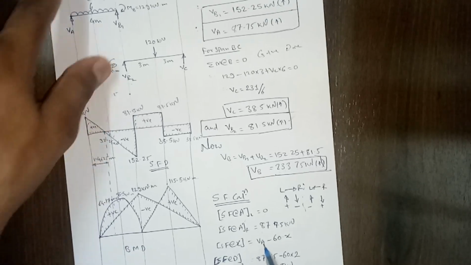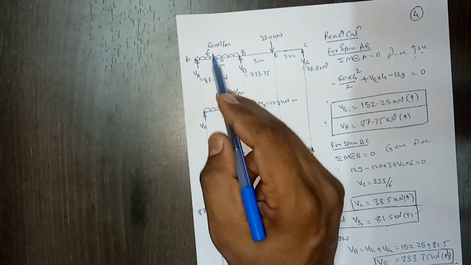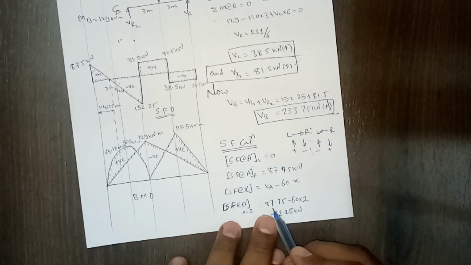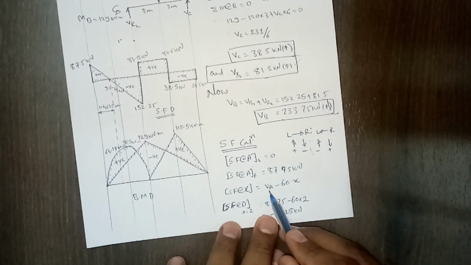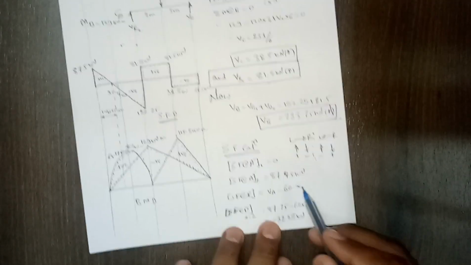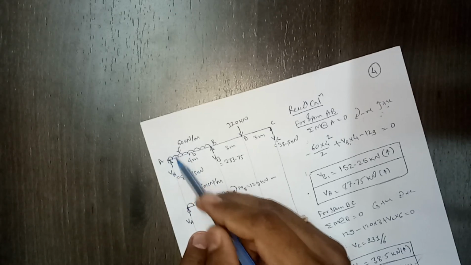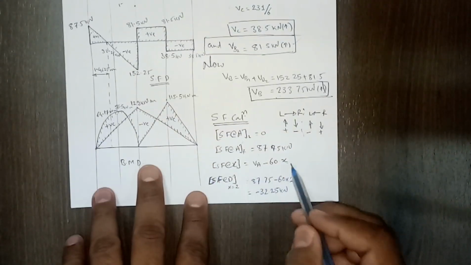shear force at any x distance. So we need to calculate the point of contraflexure shear here. That's how I have written the general equation. So it will be 87.5, that is VA, minus 60 into x for this downward UDL. So at any distance x, the shear force will be this minus this one. So that's how it is.